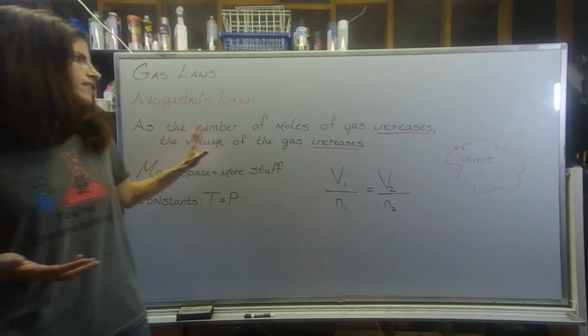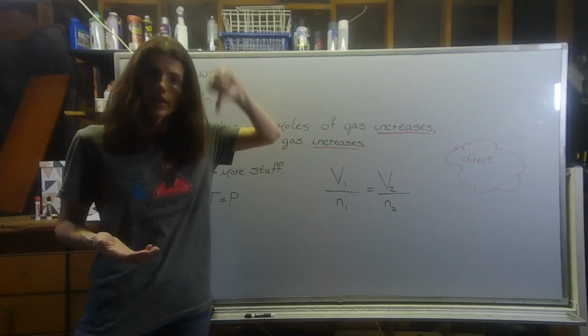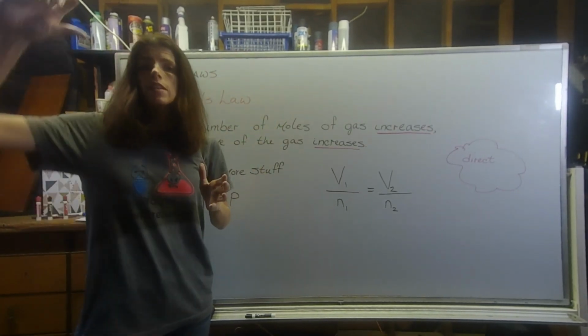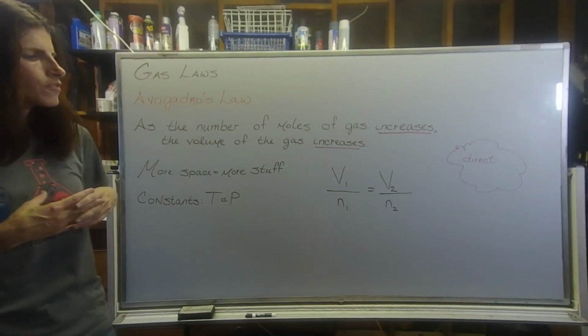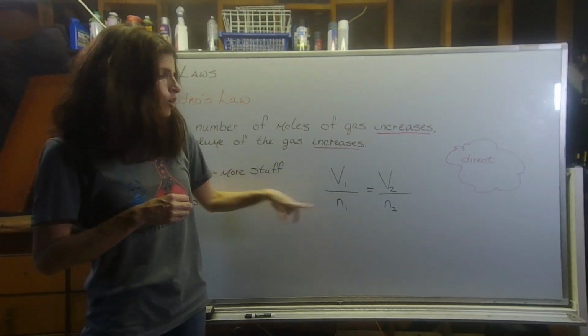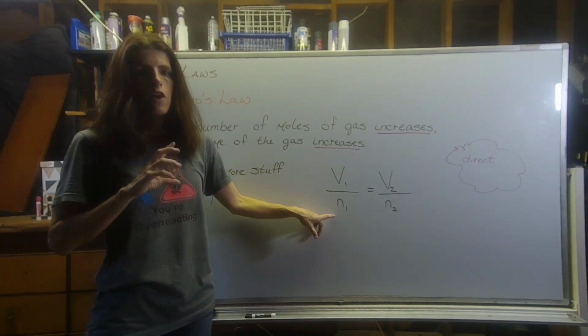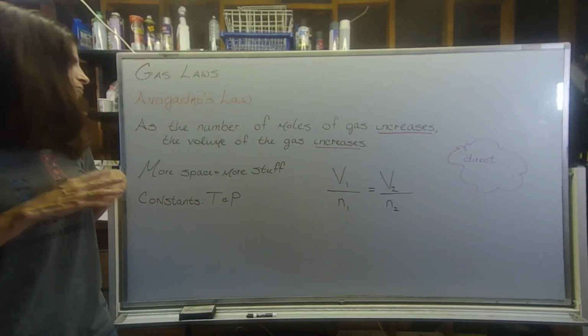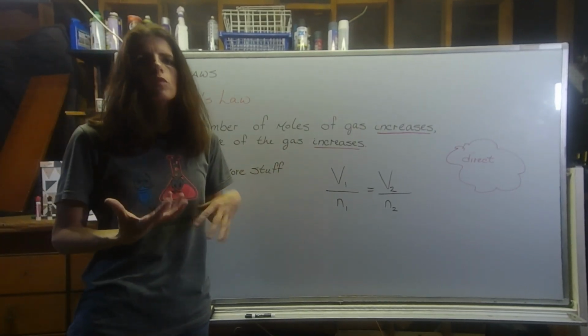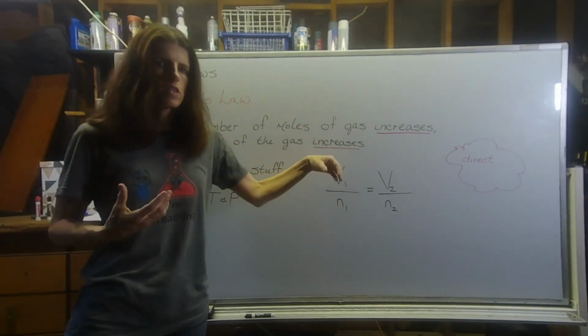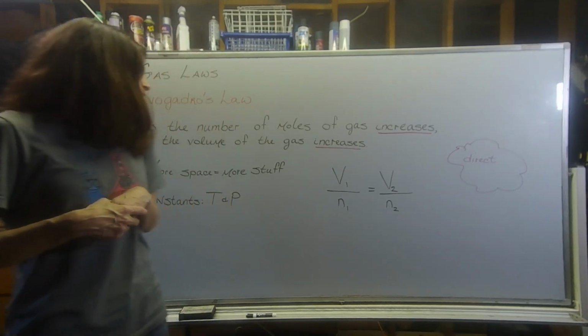So we could say as the number of moles of gas decreases, we're going to see a decrease in the volume of the gas. The moles of gas in the mathematical relationship is symbolized by the letter N. The units of moles has to be moles, right? But once again, your volume can take on any units as long as they match between V1 and V2.